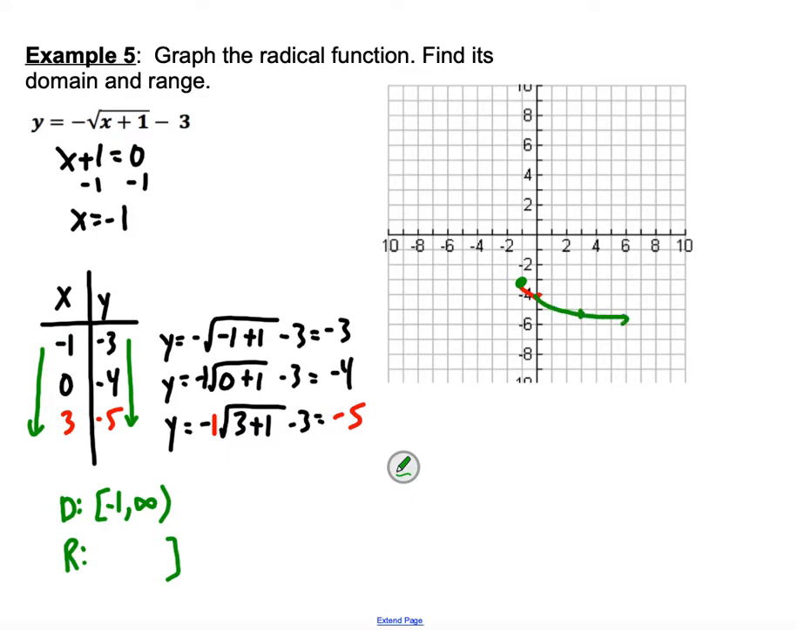So because it's going down forever and ever, that's negative infinity, and negative infinity always goes on the left. Positive infinity goes on the right, negative infinity goes on the left with a parenthesis. And then because it's the topmost there is, they're at negative 3, and the bottom there is negative infinity because it keeps going down, down, down.